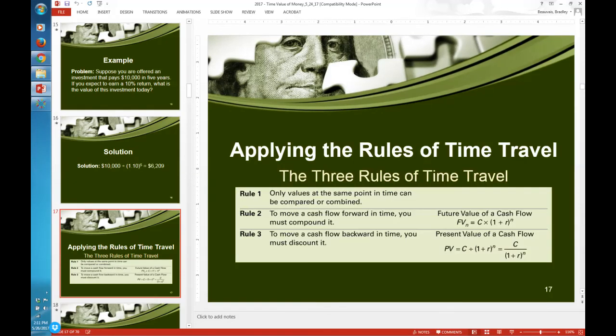Recapping all three of these rules: rule number one, we can only compare and combine time values at the same point in time. As we move forward in time, it's called compounding. As we move backward in time, it's called discounting.